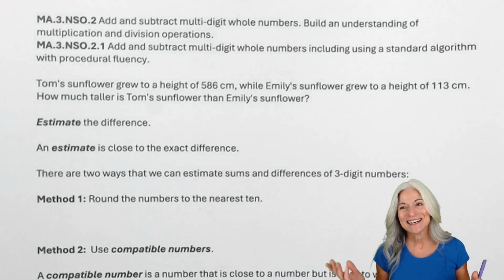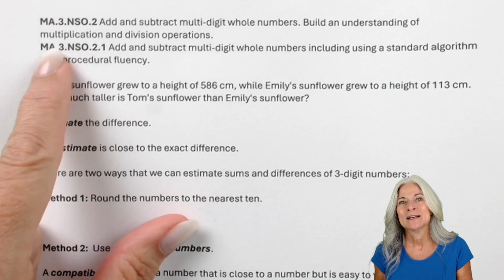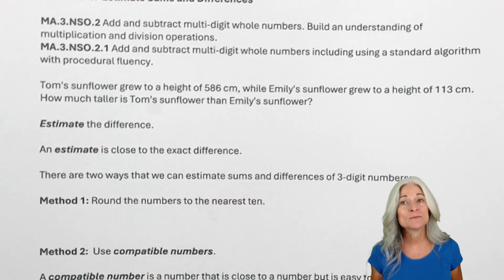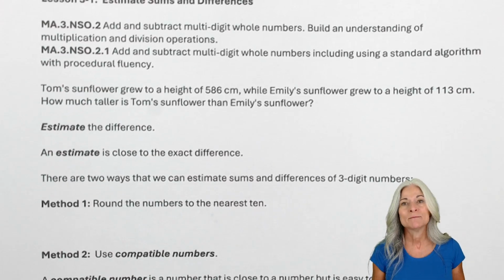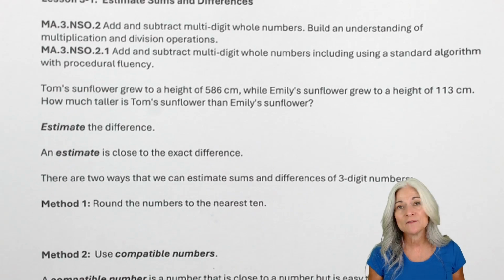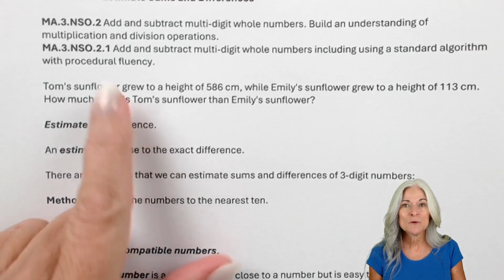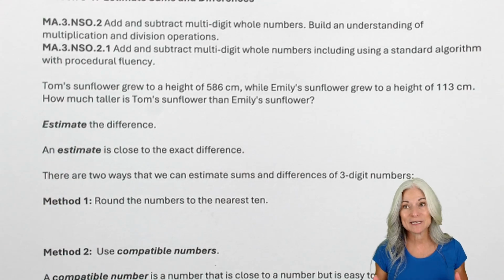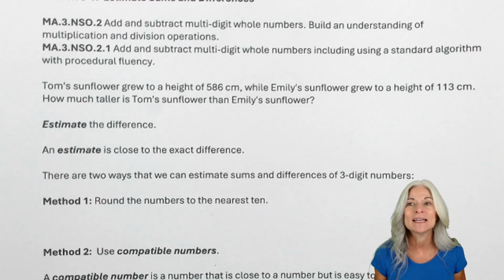Now in this lesson, your students are going to be working on estimating sums and differences. All right, we have a new standard here. Math, grade 3, number sense and operation, standard 2, add and subtract multi-digit whole numbers, build an understanding of multiplication and division operations. The benchmark is 2.1, add and subtract multi-digit whole numbers, including using a standard algorithm with procedural fluency, which we will get to in later lessons.